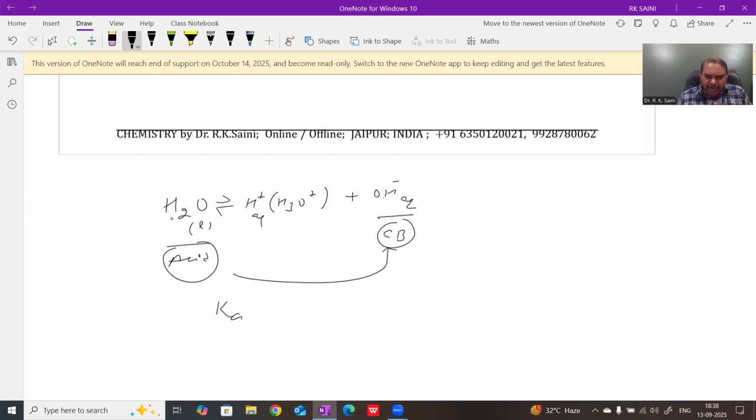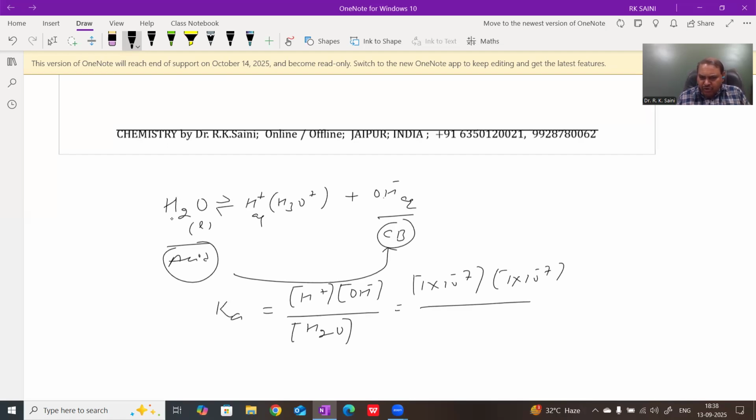Then when we write their ionization constant for acid, we write Ka, the concentration of H plus ion into concentration of OH minus ion upon molar concentration of H2O. At 298 Kelvin, the concentration of H plus ion is 10 to the power minus 7. Similarly, concentration of OH minus ion is equal to 10 to the power minus 7 at 298 Kelvin, and the molar concentration of H2O is 55.5. Therefore, its Ka is 1.8 into 10 to the power minus 16.